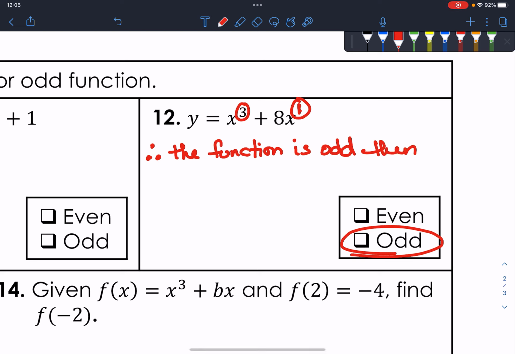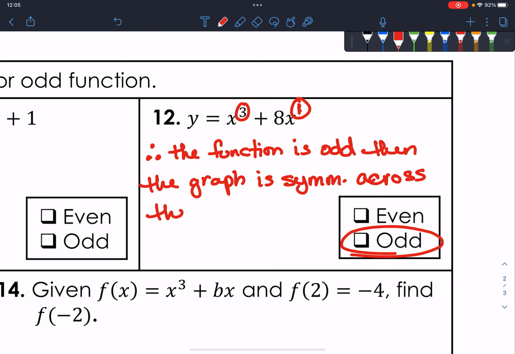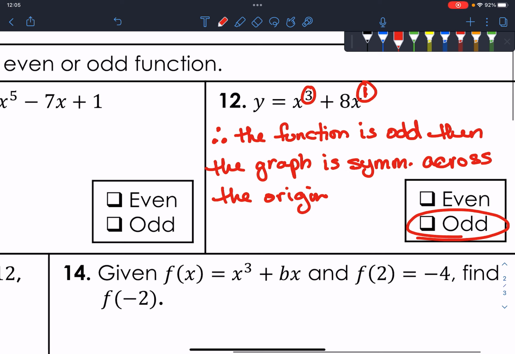then the graph is symmetrical across the origin. This is going to be really important again in the next two questions. And being symmetrical across the origin means that for every x, y that's on the graph, negative x and negative y is also going to have to be on the graph.